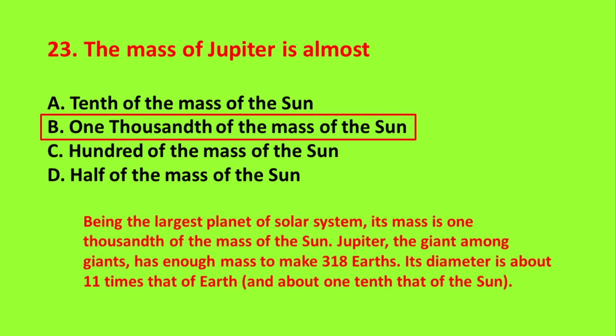And for your kind information, being the largest planet of the solar system, its mass is 1,000th of the mass of the Sun. Jupiter, the giant among giants, has enough mass to make 318 Earths. Its diameter is about 11 times that of Earth and about 1/10 that of the Sun.